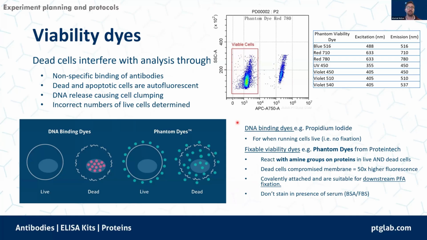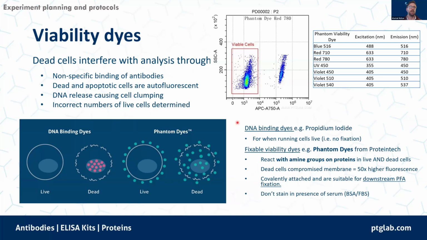If you're going to run your cells live, you can use DNA binding dyes, so things like DAPI or propidium iodide are options for those. But if you want to fix your cells, then you need to use a viability dye compatible with fixation. These would include things like Phantom dyes from Proteintech.